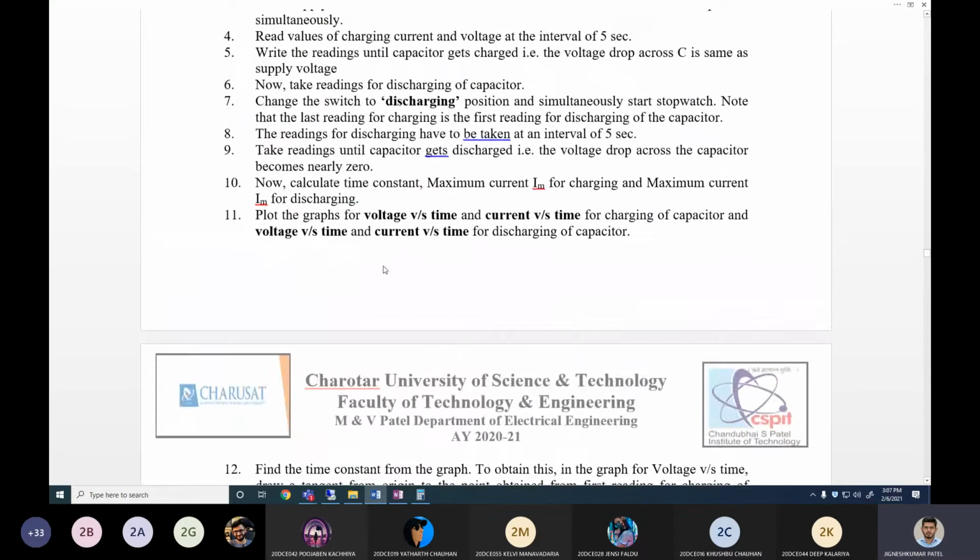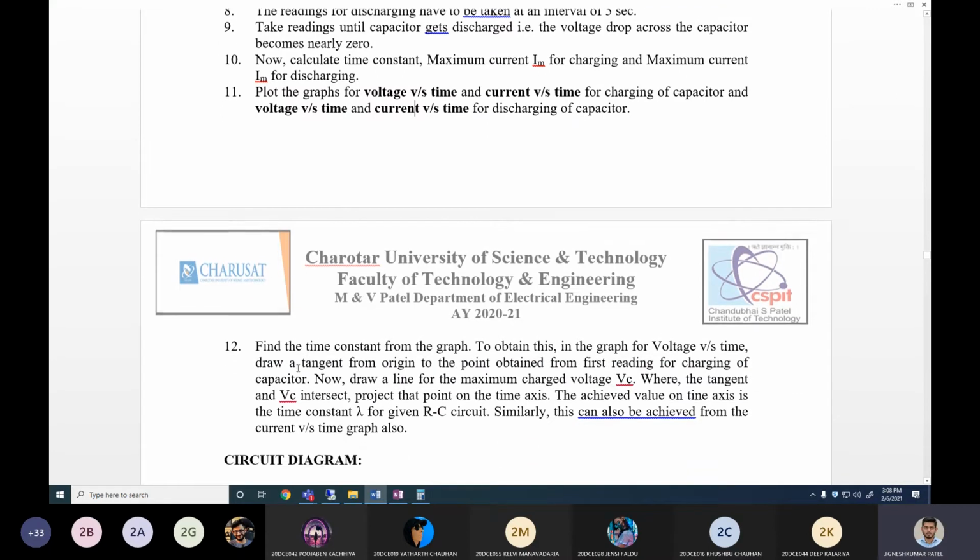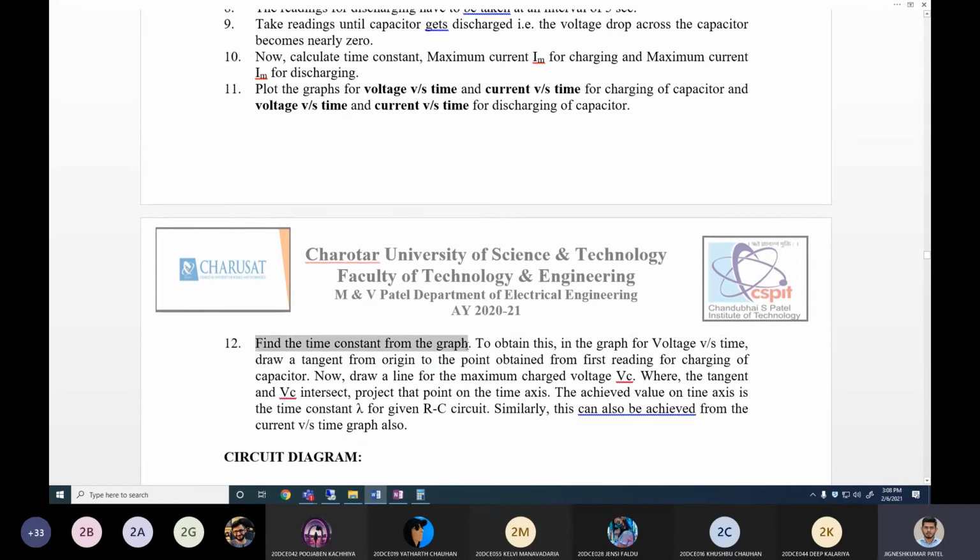Plot a curve of what? Plot the graph for voltage, time, and current for charging of the capacitor, and a separate graph for voltage and current while discharging the capacitor. So you are going to plot graphs for both of them, and then find the time constant from the graph.